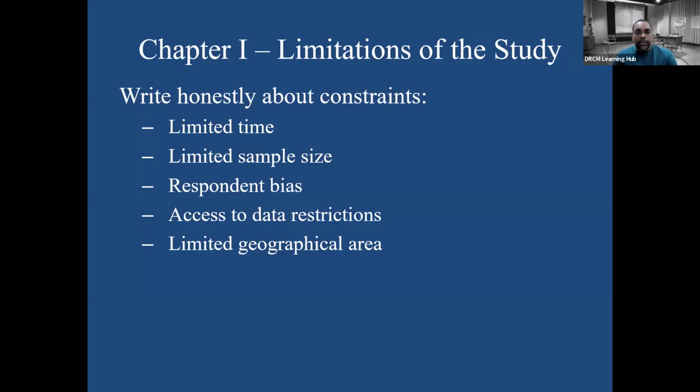Then access to data restrictions. Sometimes what happens is, secondary data banks are not giving some data, or the respondent is not filling it. If you are facing any constraint of this type, you write that in the limitations. And geographical area, that also you can mention. My study has only taken a limited area, only Gatkesar. I have not taken entire Hyderabad. I have not taken entire places of Telangana. That is also your constraint, that is also your limitation.